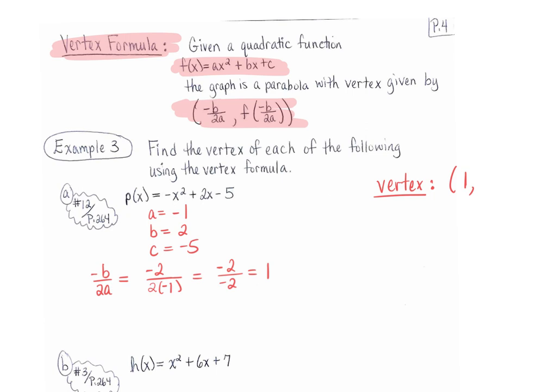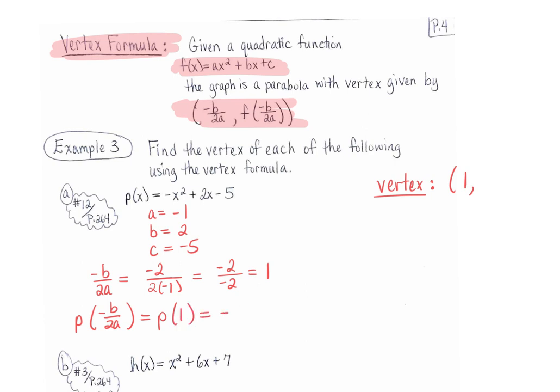To find our y coordinate, what do we do? Plug 1 in. Very good. So f of negative b over 2a, we already found negative b over 2a to be 1. Not f. Our function is what? P. Very good. Let's stick with our function. So p of negative b over 2a is equal to p of 1.